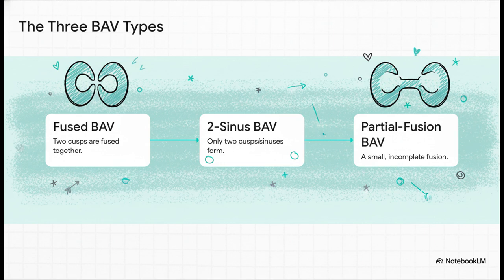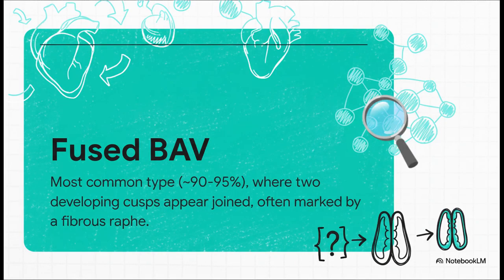It's simple, it's intuitive, and it's based on what the valve actually looks like. First up, we've got the fused valve. This is the most common one by a long shot. You see it in over 90% of cases. It's exactly what it sounds like.